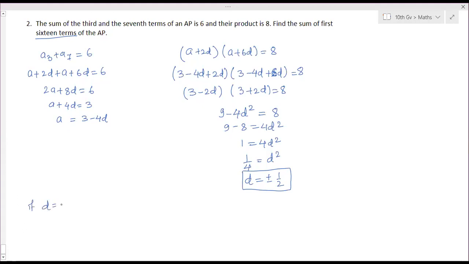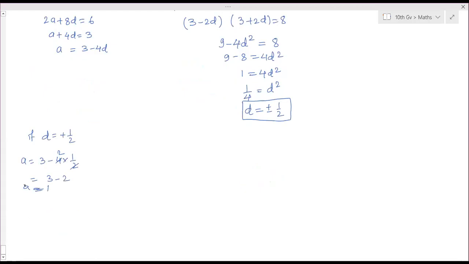So if d is equal to plus 1 by 2, a will be 3 minus 4 into 1 by 2. So that is 2. 3 minus 2, answer is 1. So you get the first value as a is equal to 1. Now if d is equal to minus 1 by 2, a is equal to 3 minus 4 into minus 1 by 2. That is 3 plus 2, minus 2 into minus 1 is plus 2. That is 5. a is equal to 5.